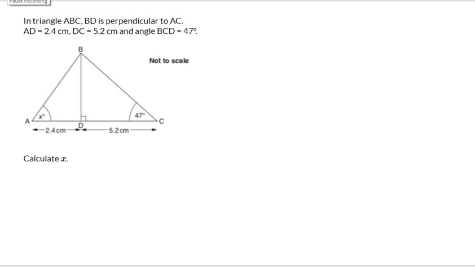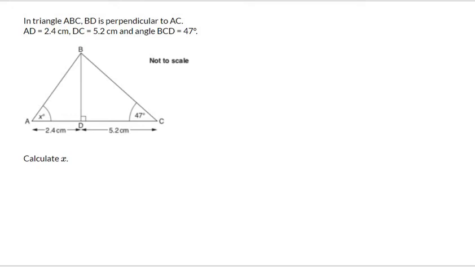Here are the last 4 questions from the challenge with the SOHCAHTOA that I sent you last week. Okay, so this time we have a triangle ABC and BD is perpendicular, so right angles to AC, as we can see, and we've got the various measurements. We've got to find this angle X.